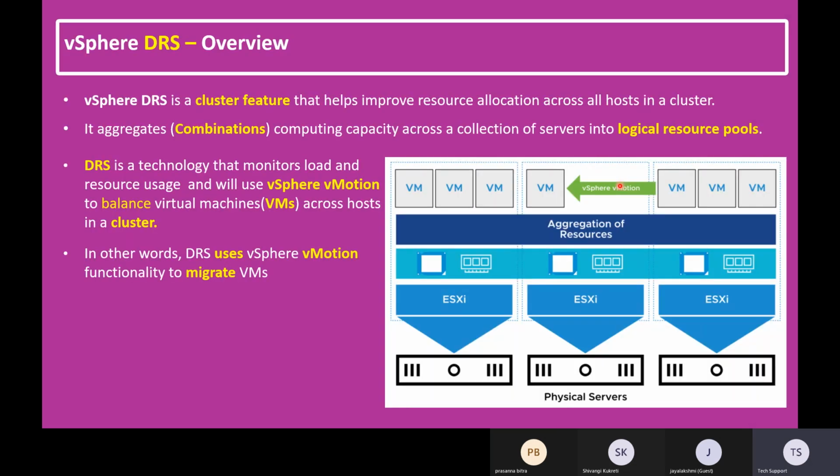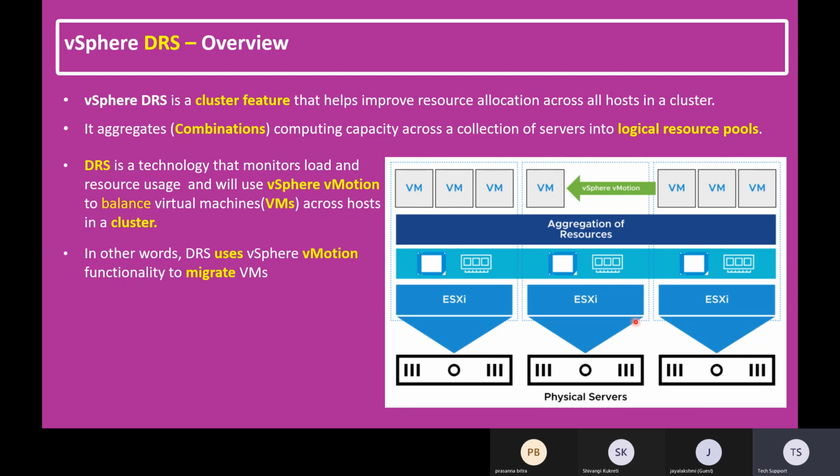So until now, we have been discussing DRS, which means load balancing. Now we can log into our lab and observe the key concept of DRS. vSphere DRS is a cluster feature that helps improve resource allocation across all the hosts.